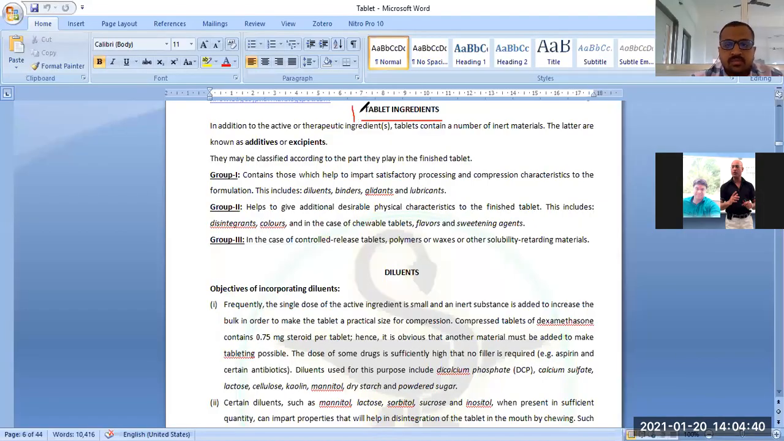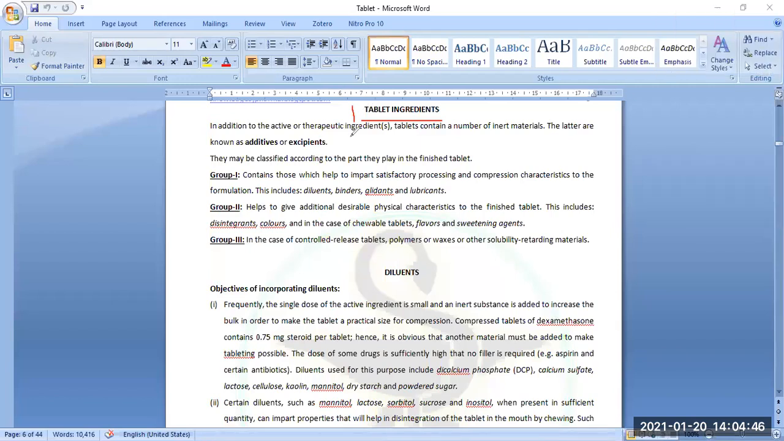So till now we discussed the classification of tablets. Now we start with the tablet ingredients which are used in a tablet formulation. Generally they are divided into three groups as per the use of the ingredient and the role they play in a finished formulation or finished product. They are also known as additives, excipients, inactive ingredients.